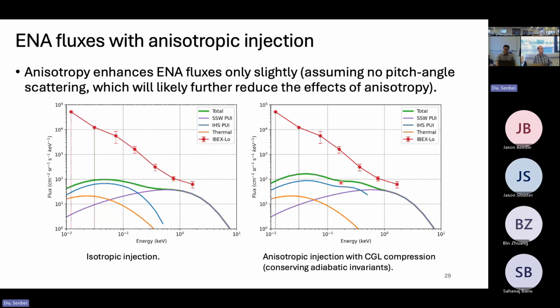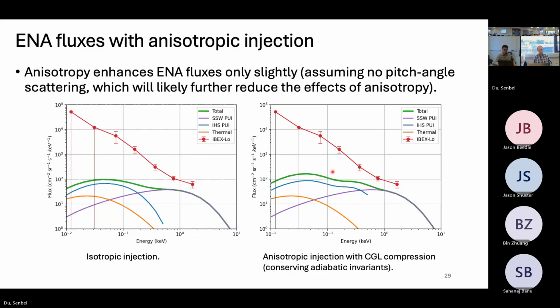So in reality, we should probably also take into account the hybrid simulation with some level of pitch angle scattering, which will probably make the total flux lower than this. So the gap is probably even bigger than that.